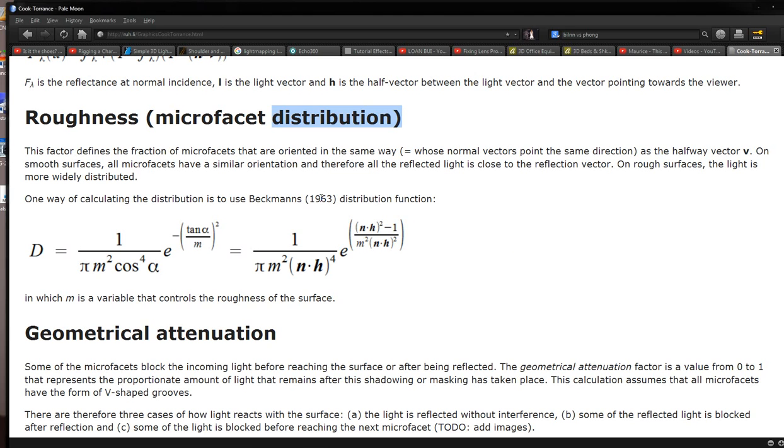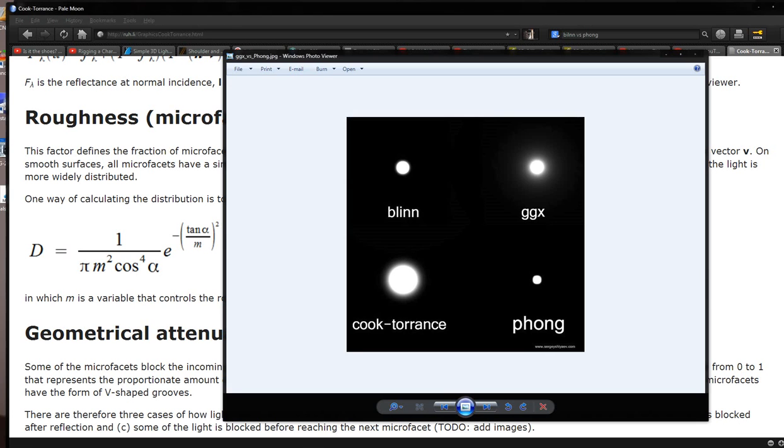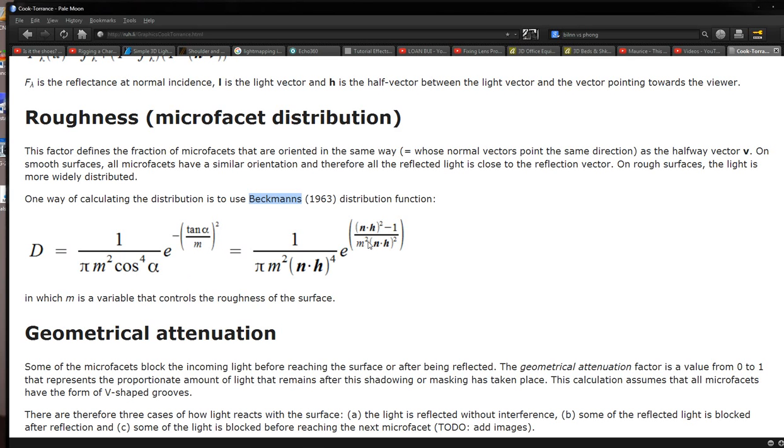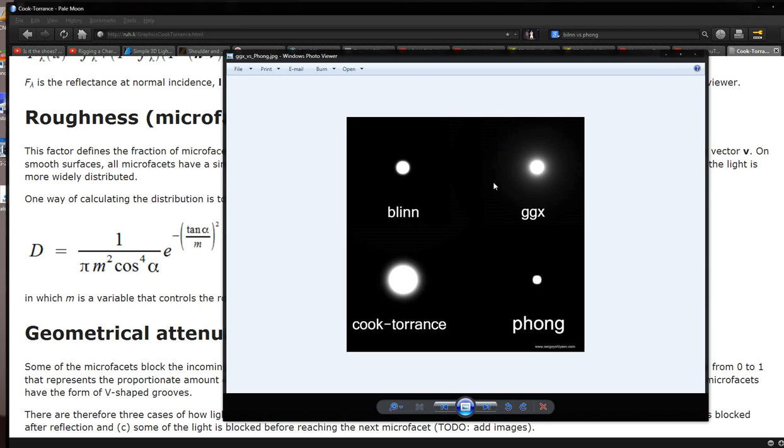This is Beckmann's distribution function. That's just one of several distribution functions. There's a Neumann distribution function, and there's an implicit distribution function, but the other popular distribution function is GGX. The main two distribution functions that I look at a lot are Beckmann's and GGX. GGX is actually pretty popular with Disney. The Beckmann distribution function actually looks pretty similar to Blinn.